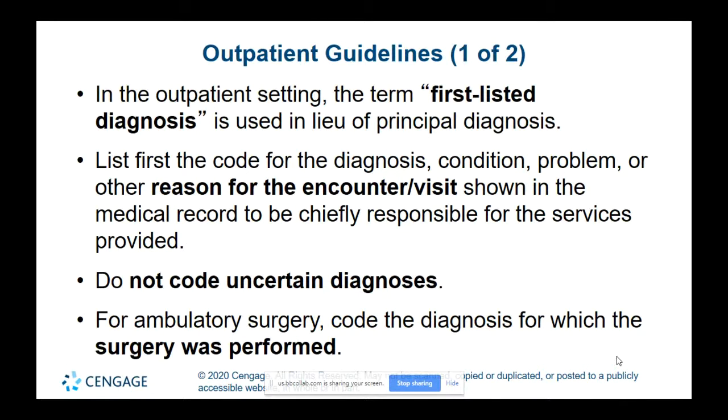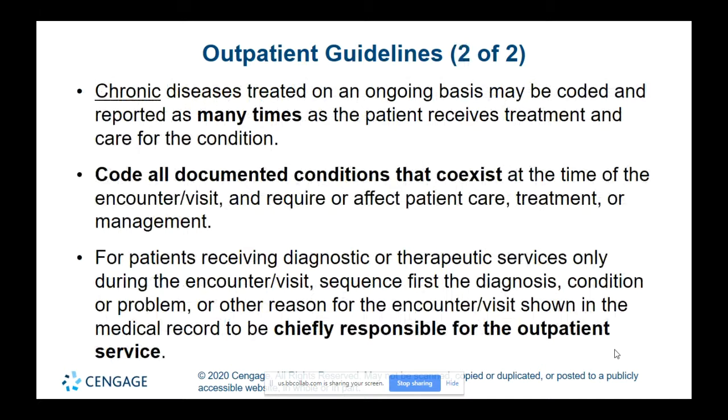In outpatient, you do not code uncertain. So with the inpatient, if it said probable, you would code it out as it was. Outpatient, you do not code uncertain documentation. If it says uncertain, probable, you don't code that information. For ambulatory surgery, you're going to code the condition for which the surgery was performed. So if they came in with stomach pain and they had surgery and then it was found that they had kidney stones, the surgery was performed for the stomach pain.